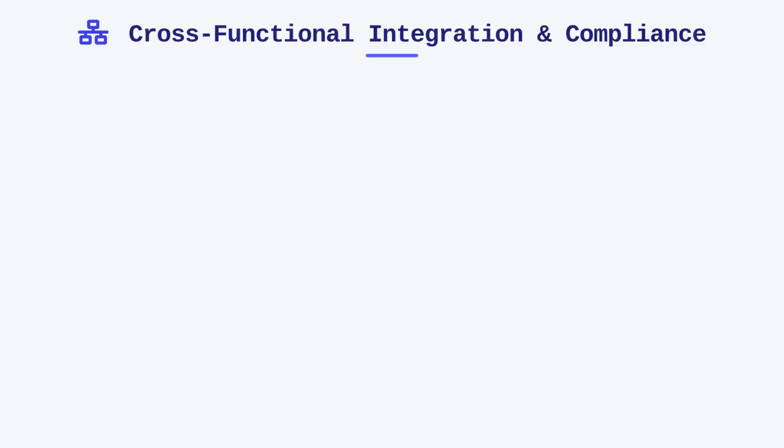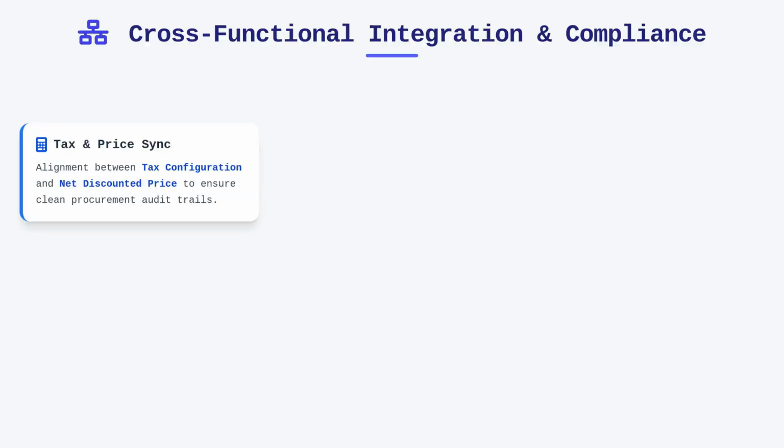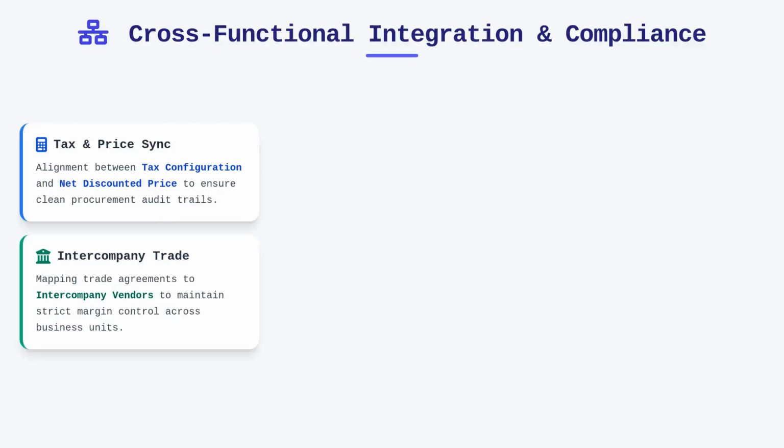When we look at the cross-functional implications, the integration between trade agreements and tax rule calculations becomes paramount for compliance. If your tax configuration engine is not correctly aligned with the net discounted price, you might face discrepancies in your procurement audit trails. Intercompany trade configurations add another layer of complexity, requiring you to map trade agreements to intercompany vendors to keep margins controlled between business units.